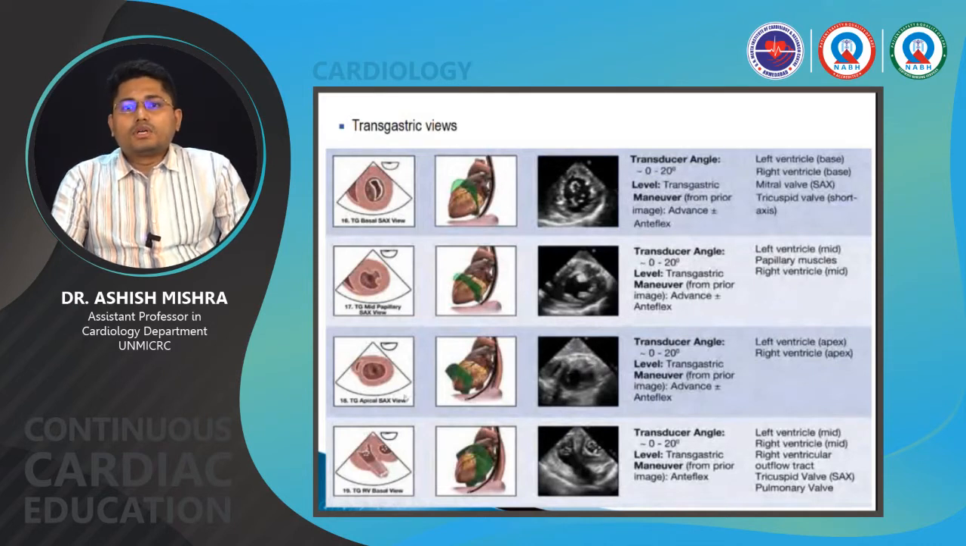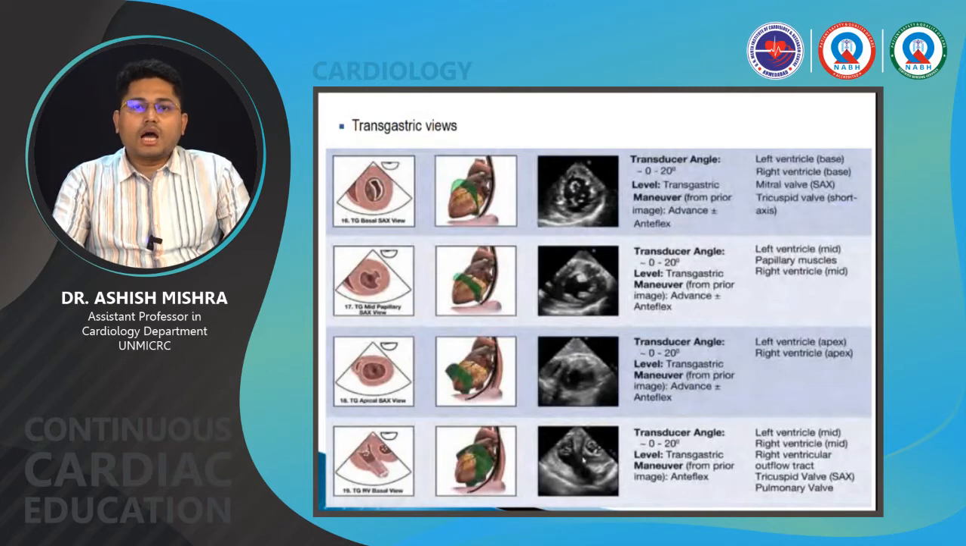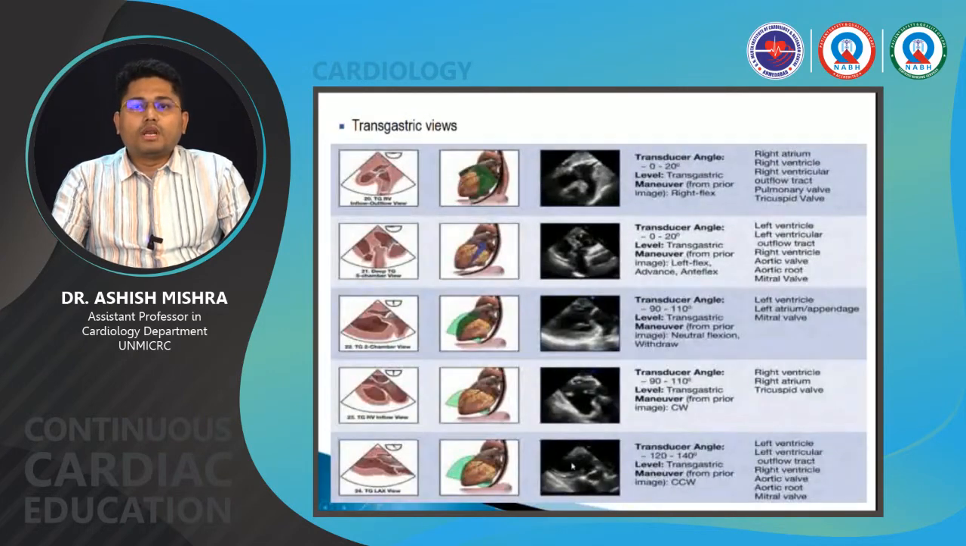Then further advancement and anteflexion will lead to the apical short axis view, where we can see the apex of the LV and RV. Particularly this is important to study the LV apical clot, or sometimes also the apical VSR. Further manipulation from the prior image by doing anteflexion, we can achieve the transgastric RV basal view, where we will be able to see the RV outflow and the pulmonary valve.